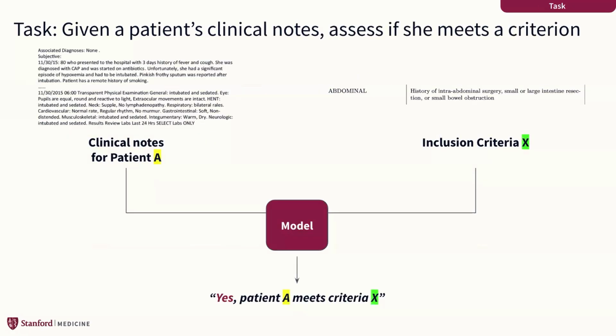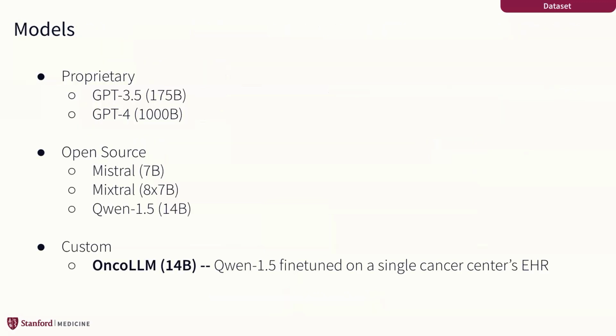And so the task here is the same exact task. We're given clinical notes on the left-hand side. We're given an inclusion criterion on the right-hand side. And the model just says yes or no, this patient meets this criterion or not. And so the metrics will be very similar to binary classification metrics.